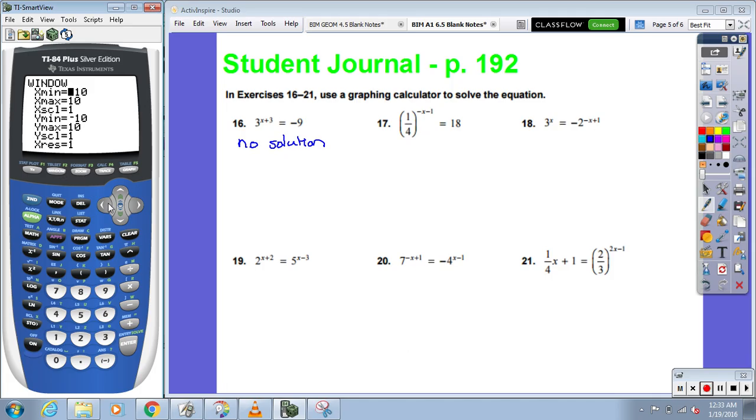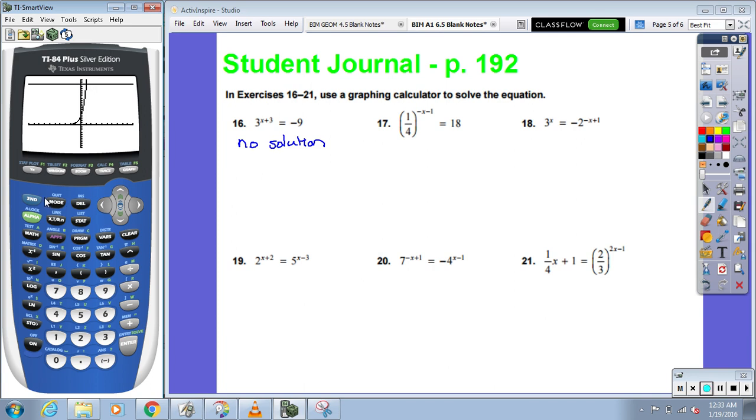I can go to the window and I can change it, and I can say I want my y to go up to 20 so that I can see that graph. So I'm going to change that. So now my graph shows up, and then my second curve is going to show up. I want to find out where those intersect, because wherever those intersect, that's my answer.